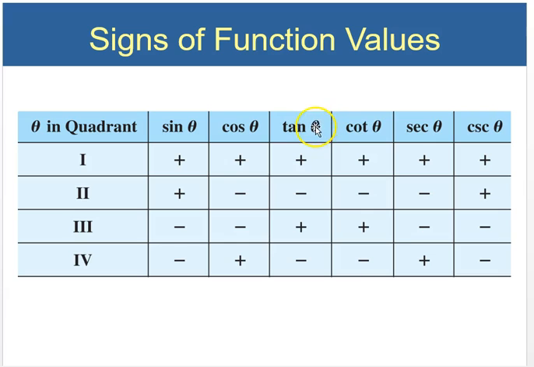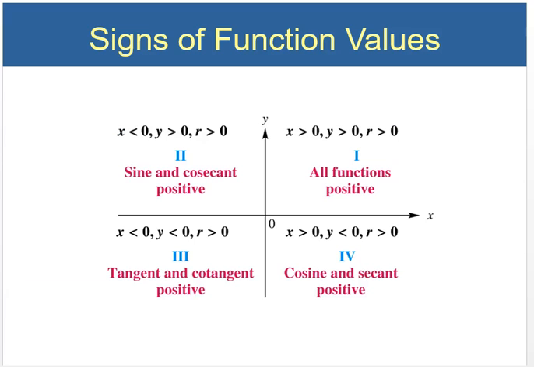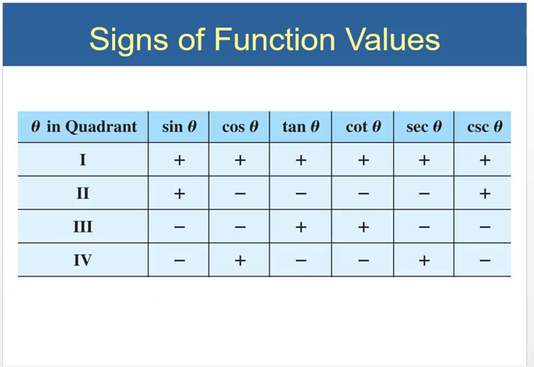And then tangent and cotangent in quadrant 3, they're both positive. Cosine and secant, they're both positive in quadrant 4. The rest are negative. So pretty much I said the same thing as in the previous slide, just a little bit different in table form. All right, so next example.